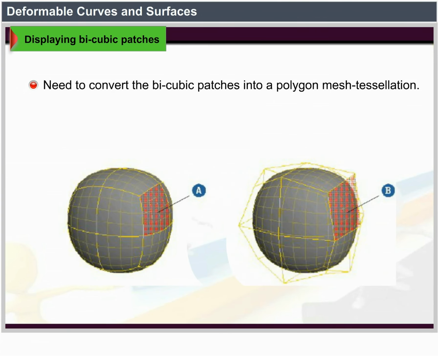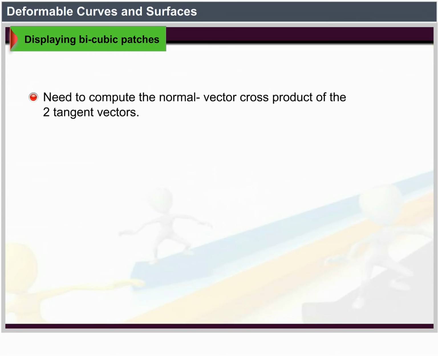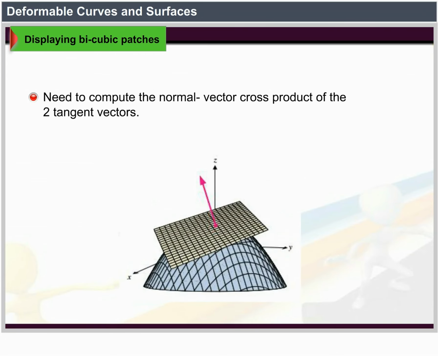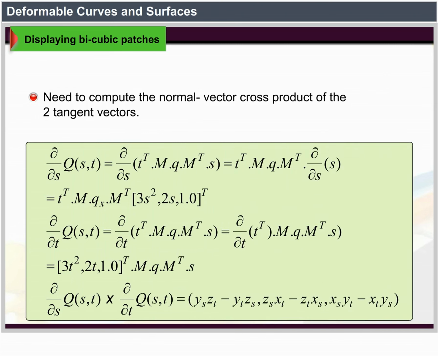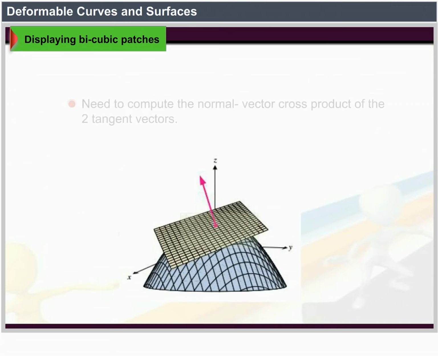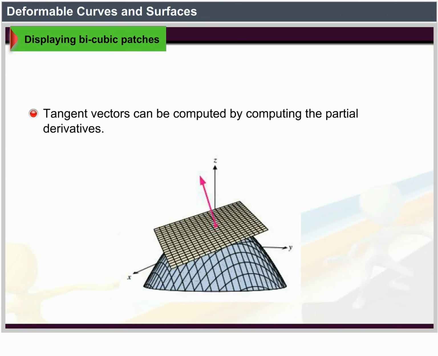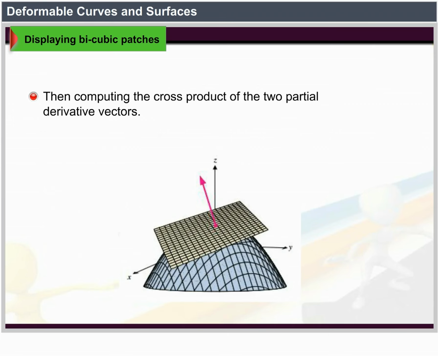Tessellation. Need to compute the normal vector, the cross product of the two tangent vectors. The derivative for the bicubic patches can now be seen on screen. Tangent vectors can be computed by computing the partial derivatives, then computing the cross product of the two partial derivative vectors.